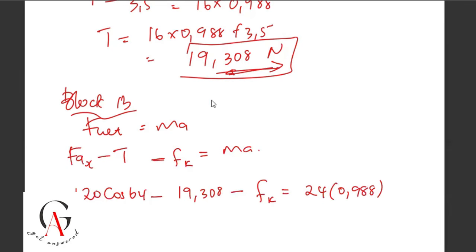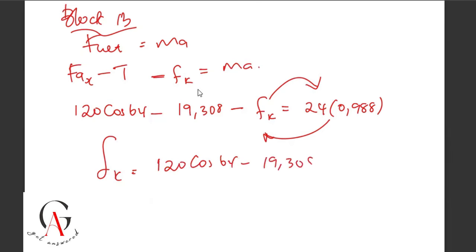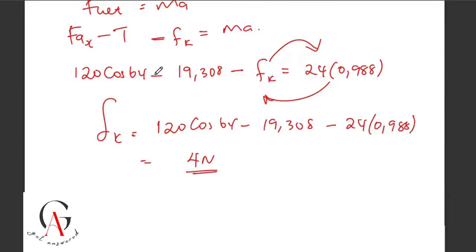Okay, so when I do my magic, I have to move this one to that side and this one to this side. What is that going to give us? I'm finding my Fk to be 120 cos 64 minus 19,308 minus 24 multiplied by 0,988. So this gives me just 4 newtons if I round it off.